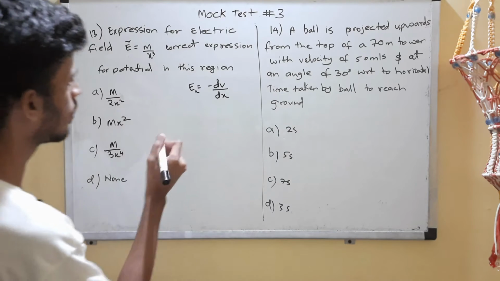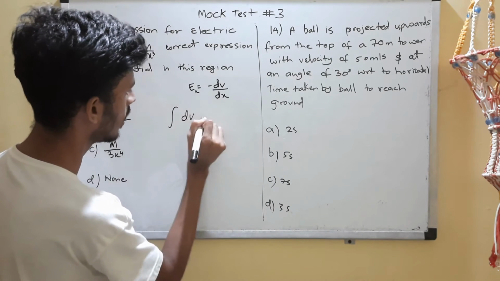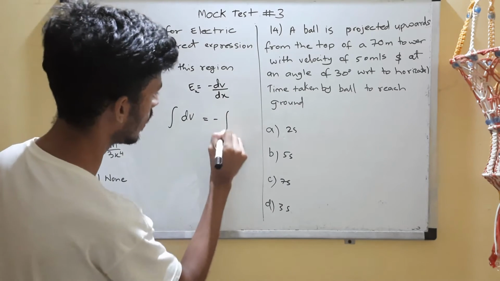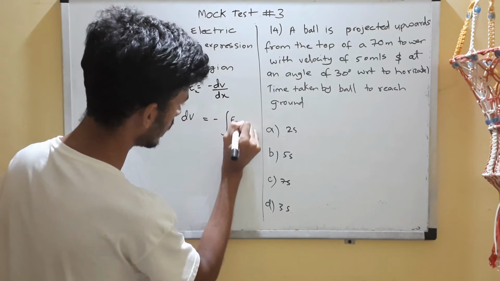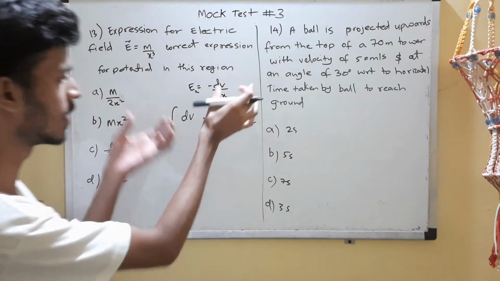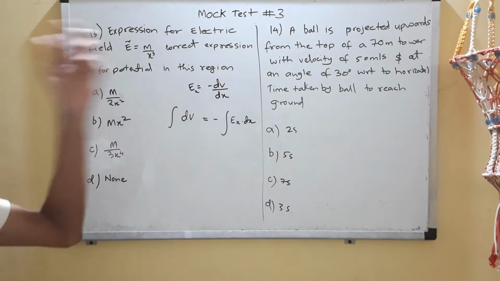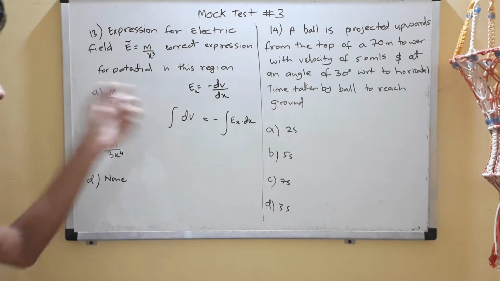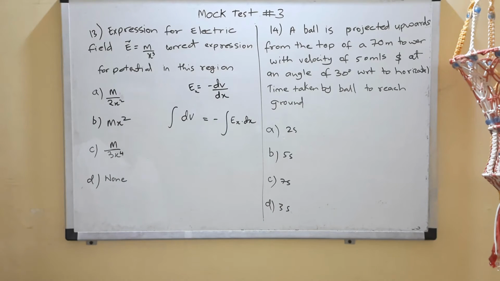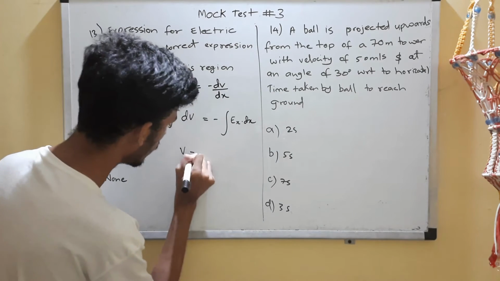So let's find out potential. Potential will be the integral of this now. So minus integral of Ex dx, right? So simply the integral of this, the integral of your E dx will give you the potential in that region, right? So this will give you the potential.